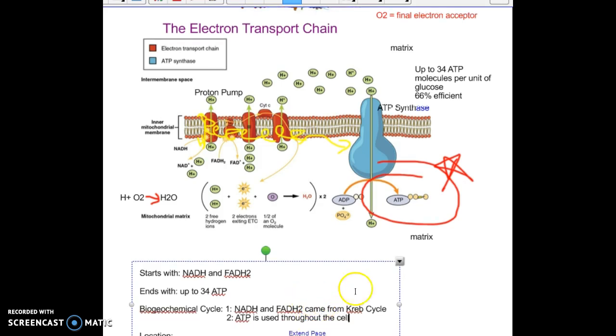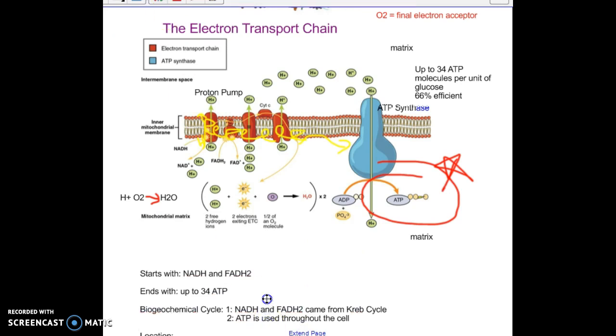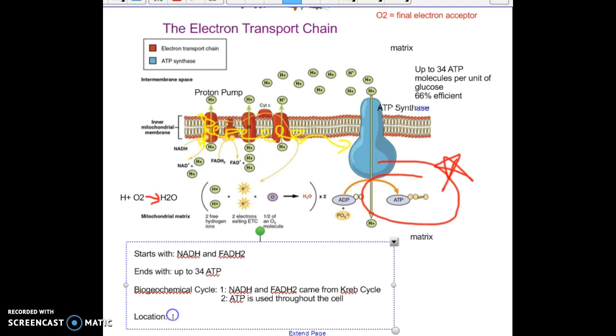So the ATP becomes high in concentration inside the mitochondria, and then transports from there. And then location, this is located in the cristae of the mitochondria. So again, this ATP molecule is used for all cellular activities. So this becomes very, very high in concentration inside the matrix. It just diffuses out through the mitochondrial membrane and into the cell to be used for everything.